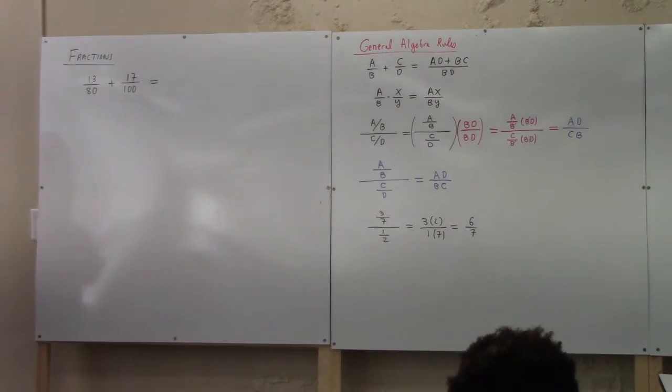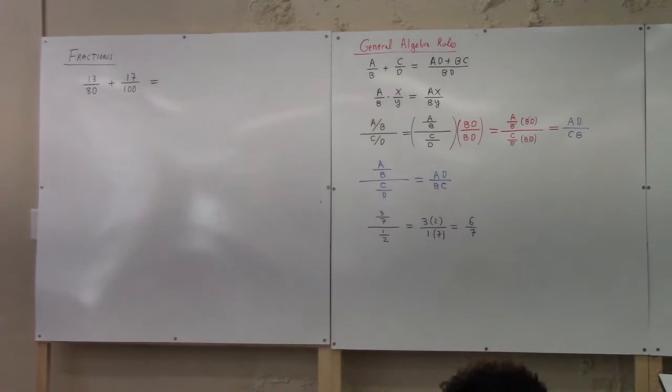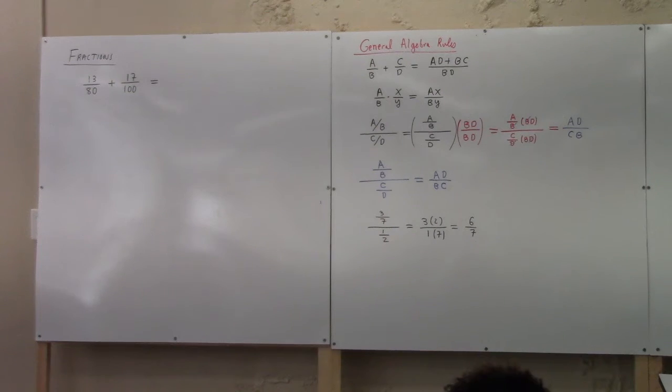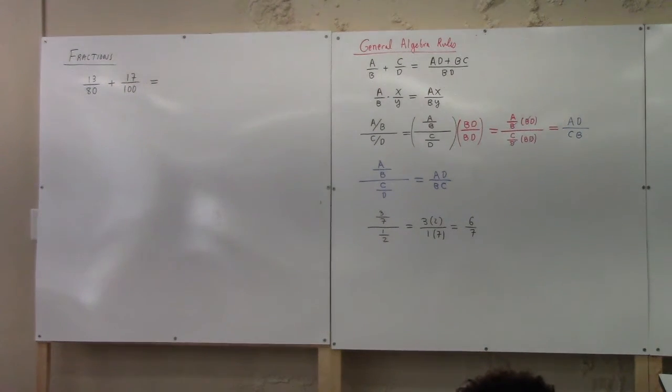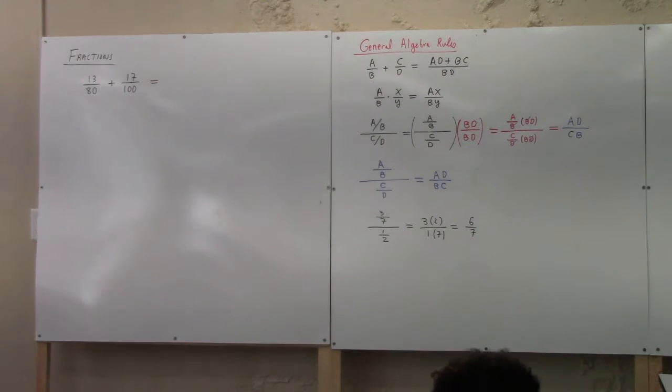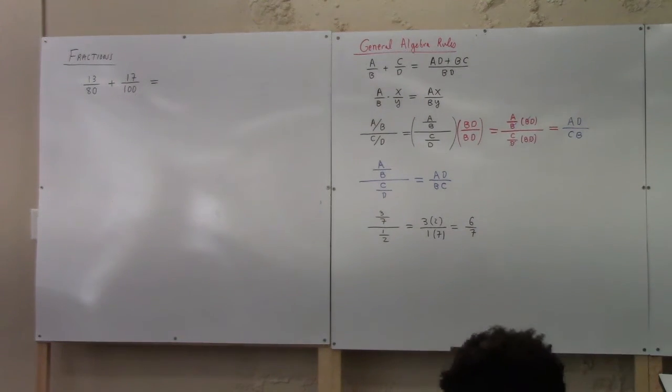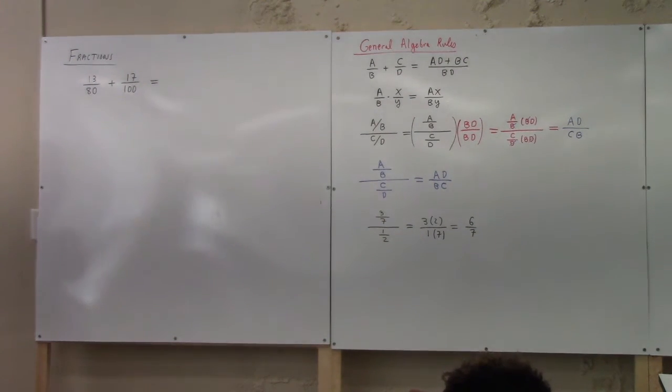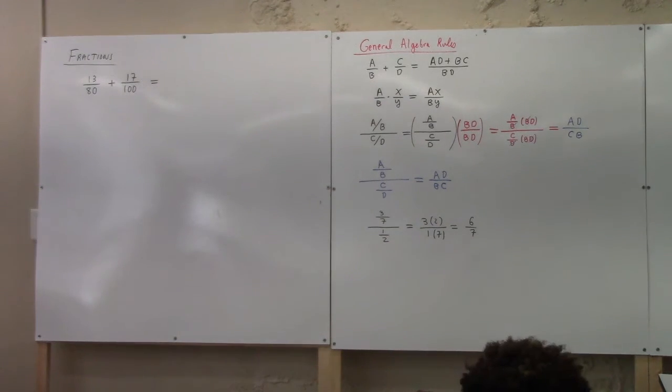Now, in this case, I could just cross multiply, right? But then my new denominator would be what? It would be 80 hundreds, which is, what's that? Is that 8,000? I can't do math. 8,000, right? So I really don't want to do that.